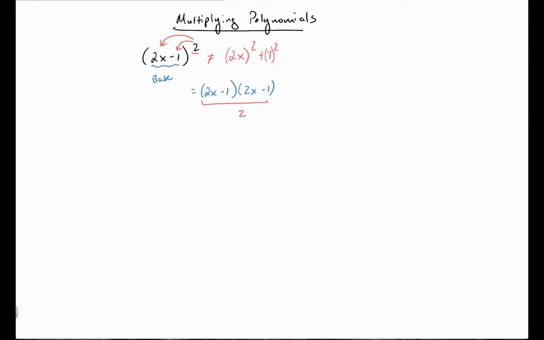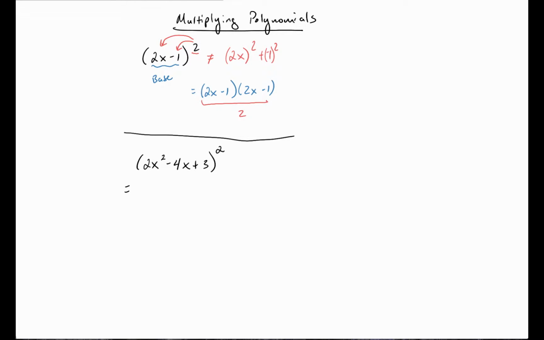Okay, now that we've gotten that out of the way, let's look at something that would be a little challenging to do using FOIL. So we've got 2x squared minus 4x plus 3. And let's say we're going to square that. Whoa, well, that makes things a little complicated.